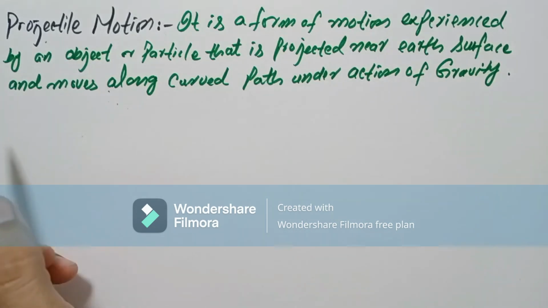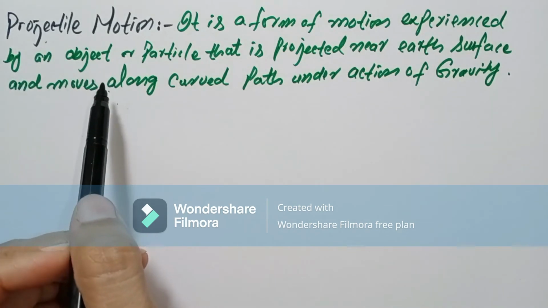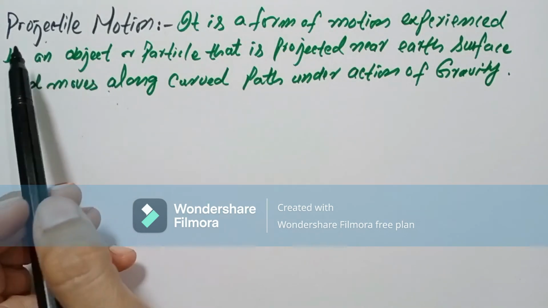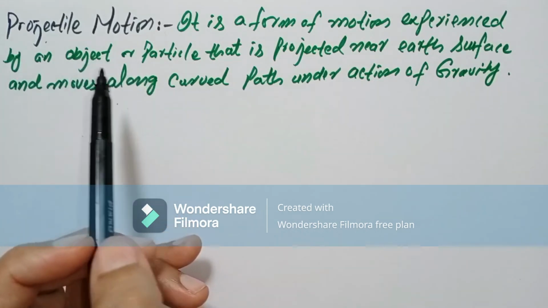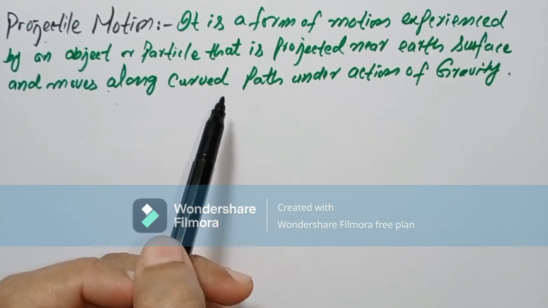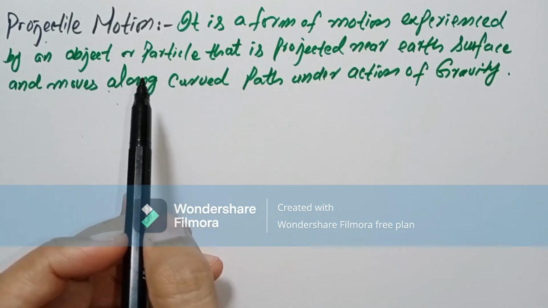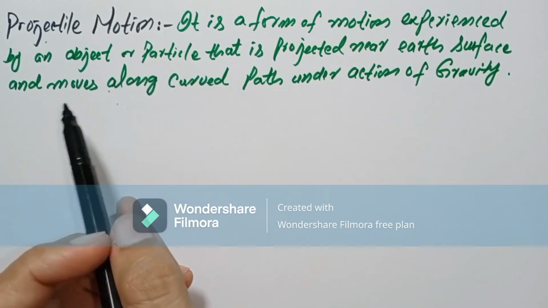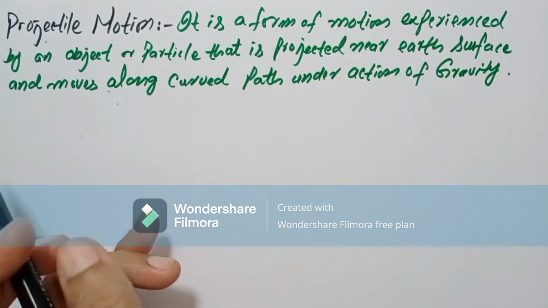In today's lecture we will study projectile motion. We will find out the equation of motion for the trajectory of a projectile through the Lagrange equation of motion. So what is projectile motion? It is a form of motion experienced by an object or particle that is projected near Earth's surface and moves along a curved path under the action of gravity.